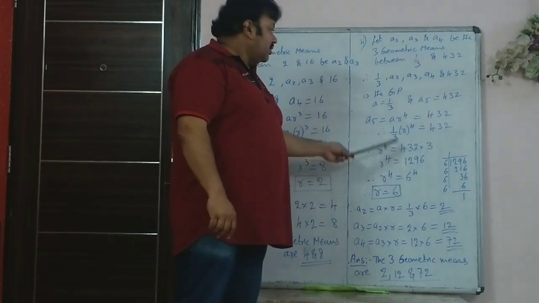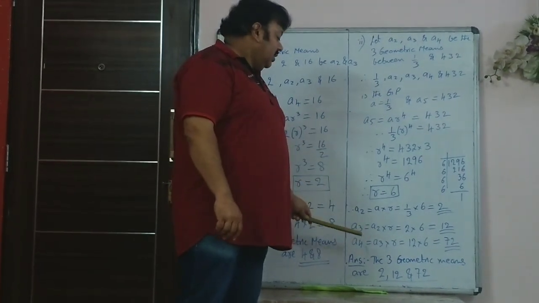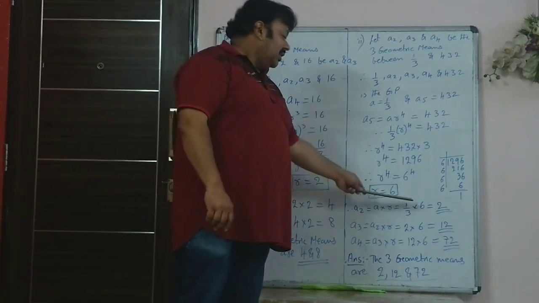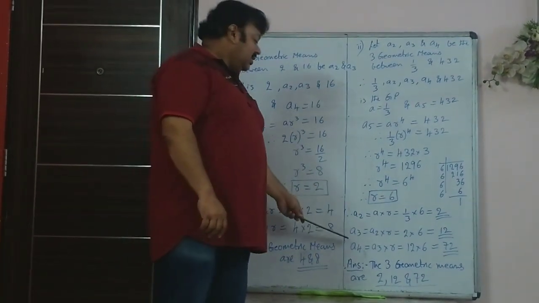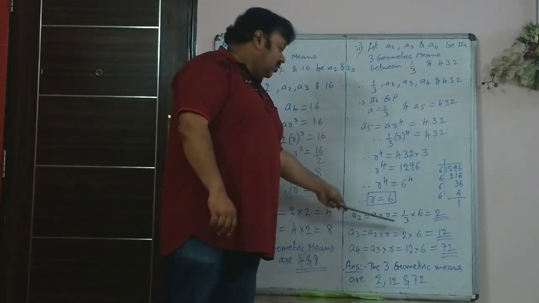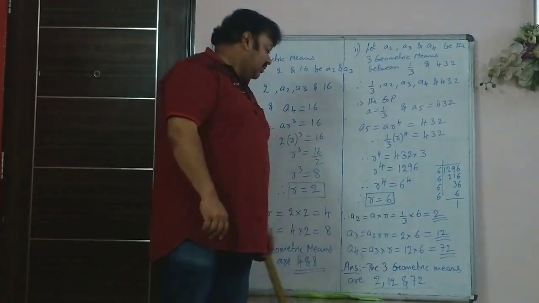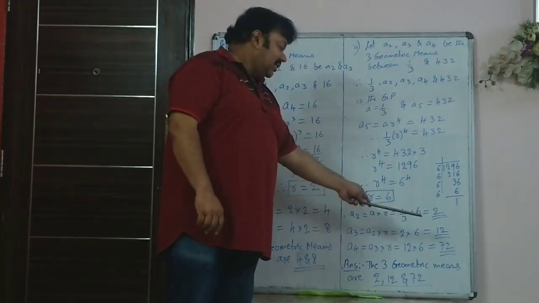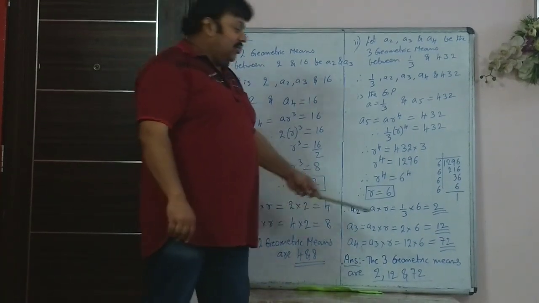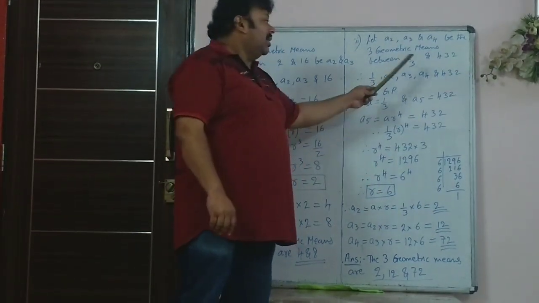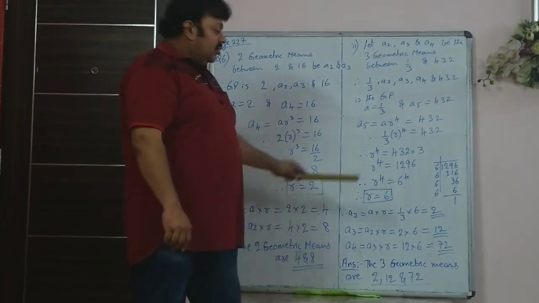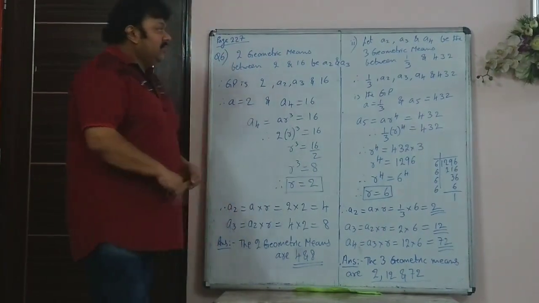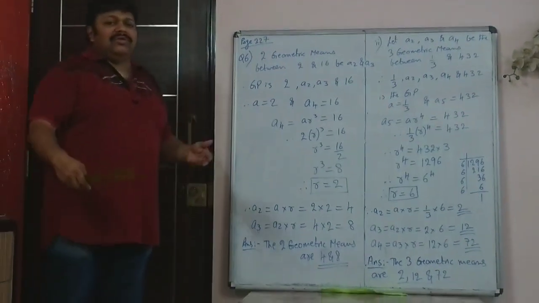So since R is 6, you already know A is 1 by 3. So A2 will be A into R, so it is 1 by 3 into 6, which is 2. A3 will be A2 into R, so it will be 2 into 6, that is 12. A4 will be A3 into R, so it will be 12 into 6, that is 72. In this case, you were asked to put three terms between 1 by 3 and 432. So the three terms you have to put are 2, 12 and 72. In GP, there is not much variation of sums.